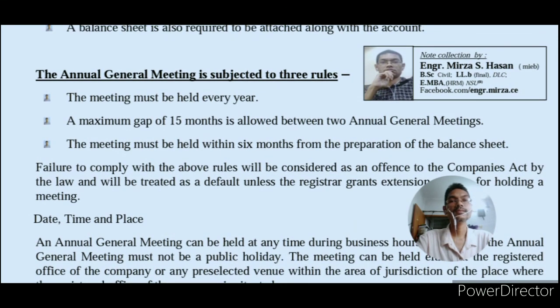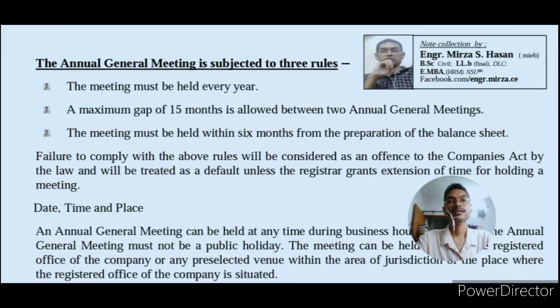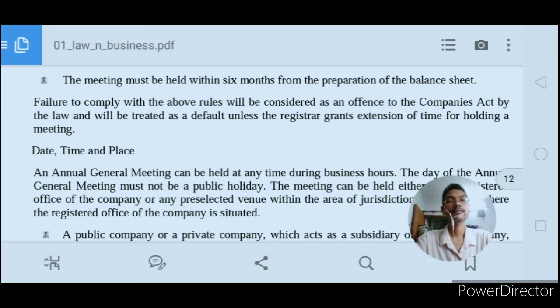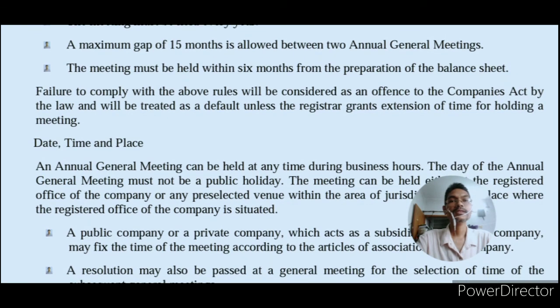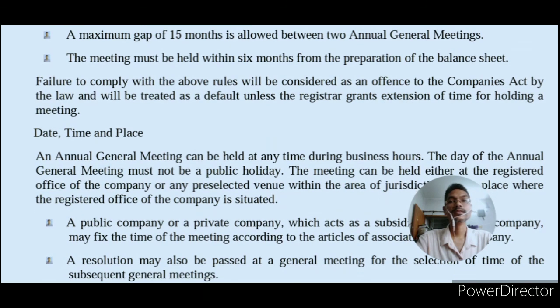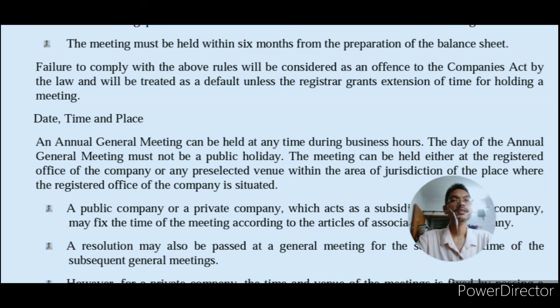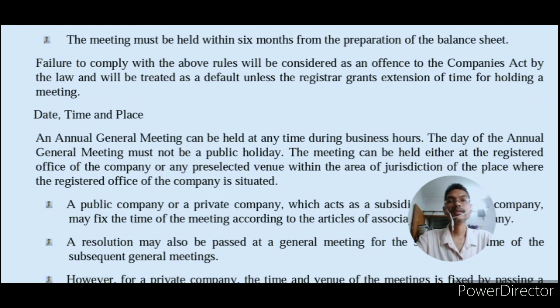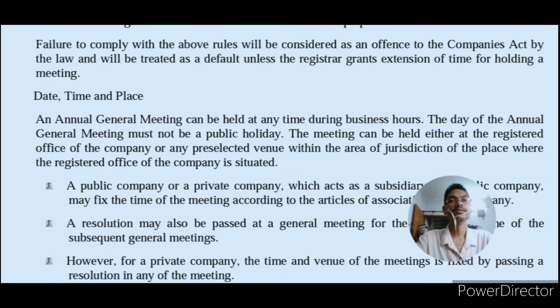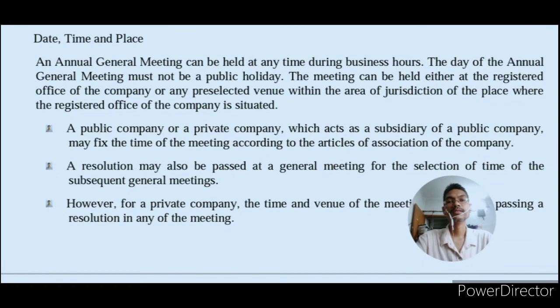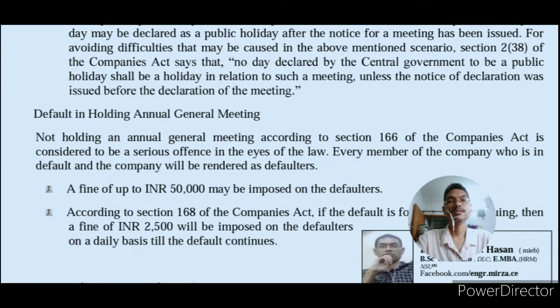The annual general meeting is subject to 3 rules. 1. The meeting must be held every year. 2. A maximum gap of 15 months is allowed between annual general meetings. 3. The meeting must be held within 6 months from the preparation of the balance sheet. Failure to comply with the above rules will be considered an offense under the Companies Act and will be treated as a default unless the Registrar grants an extension of time for holding a meeting, with date, time and place. This is based on the holding of the annual general meeting.